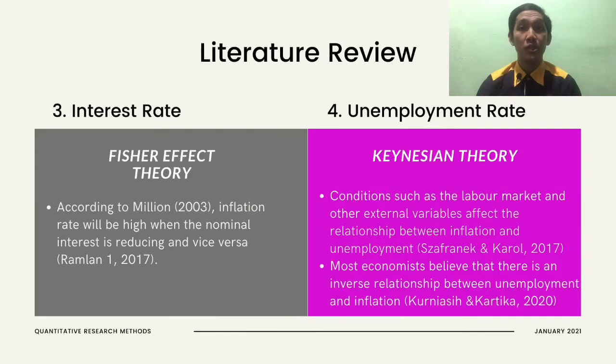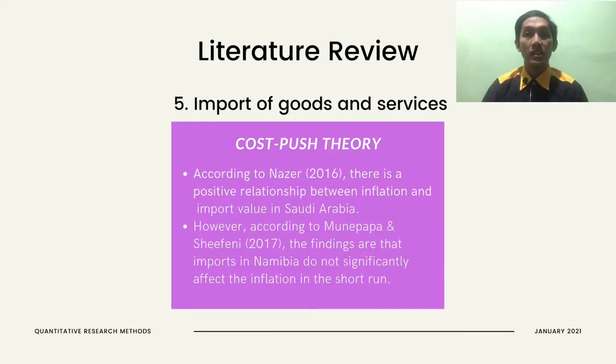The theory that we use to see the relationship with inflation rate is Keynesian theory. Conditions such as the labour market and other external variables affect the relationship between inflation and unemployment by Safranek and Carroll 2017. Most economists believe that there is an inverse relationship between unemployment and inflation by Kurniasi and Kartika 2020. And lastly, we have import of goods and services.